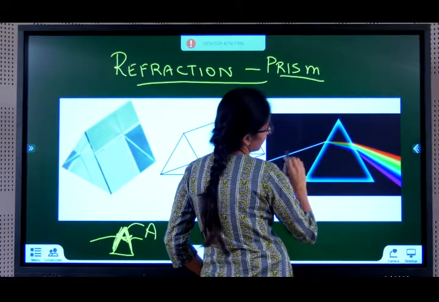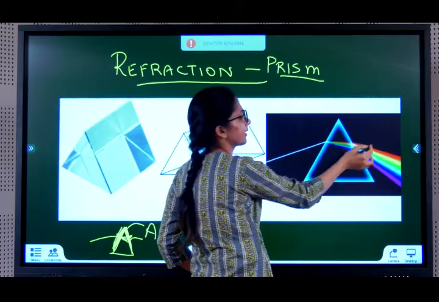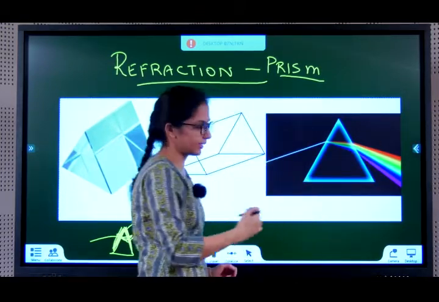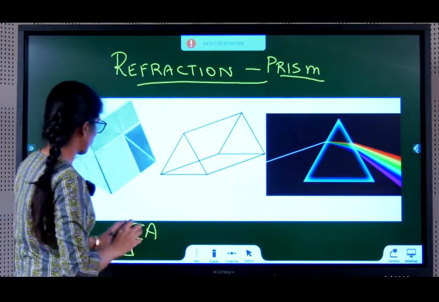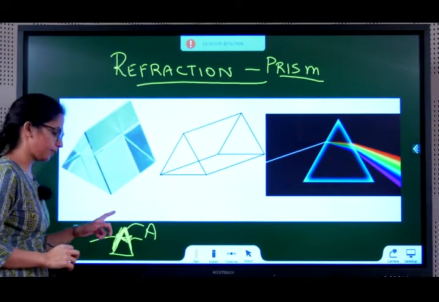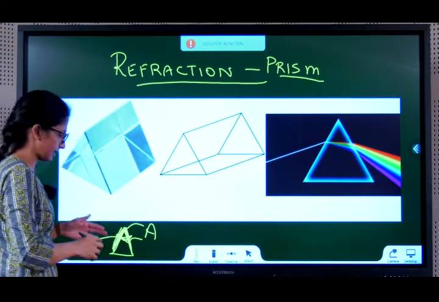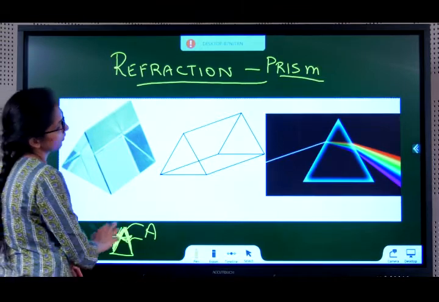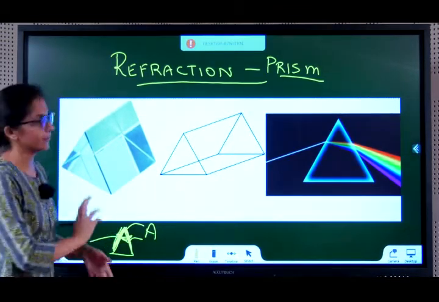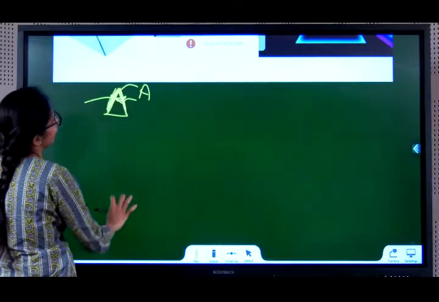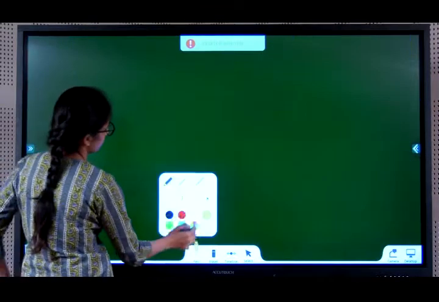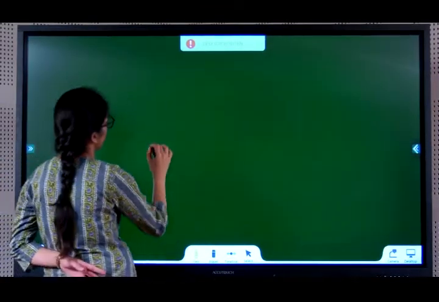We will later even understand how white light is coming in and we're getting rainbow colors here. We will understand that a little later. So we know what the angle of prism is: the angle between the 2 lateral faces through which the light is entering and leaving the prism is known as the angle of prism. We know what a prism is. Let's go into detail on how light bends and refracts in a prism.